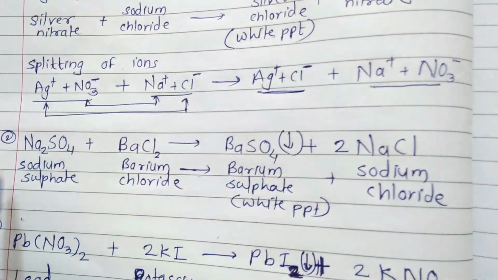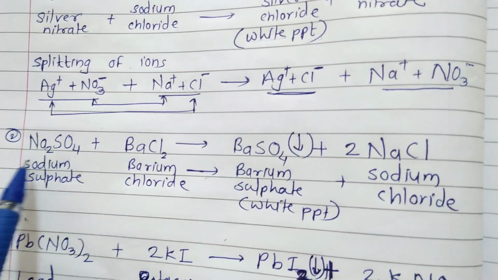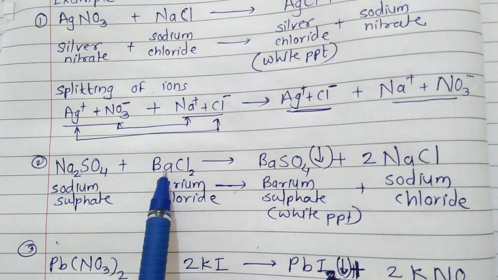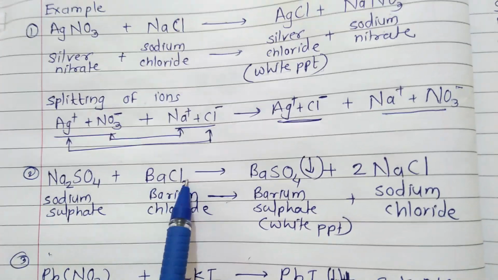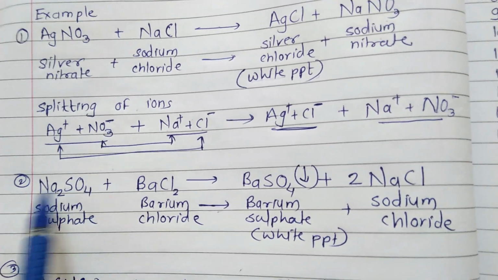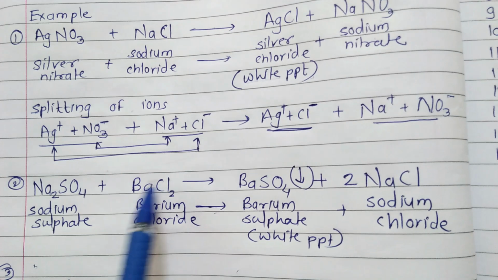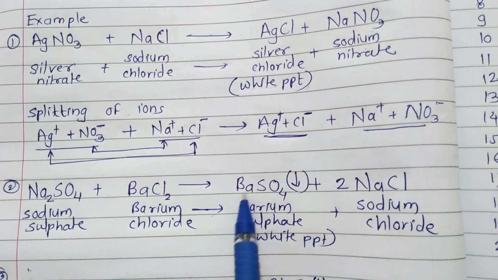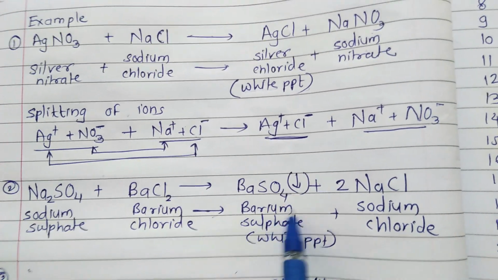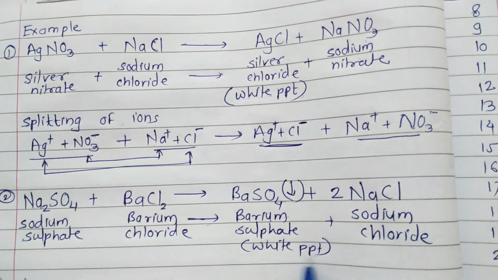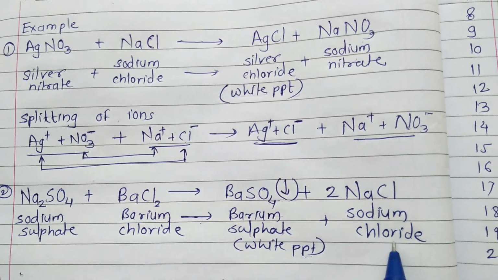The second example of a precipitation reaction: Na2SO4, sodium sulfate, plus barium chloride, BaCl2, reacts to form BaSO4 and 2NaCl. Ba reacts with SO4 and Na reacts with Cl to form BaSO4, barium sulfate, which is in the form of a precipitate, and the color of the precipitate is white. The second product is sodium chloride.